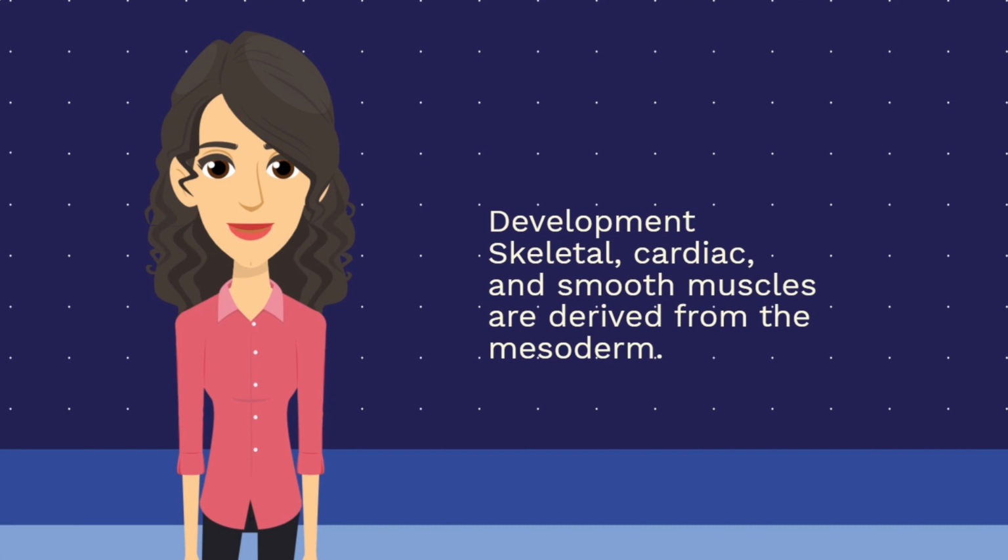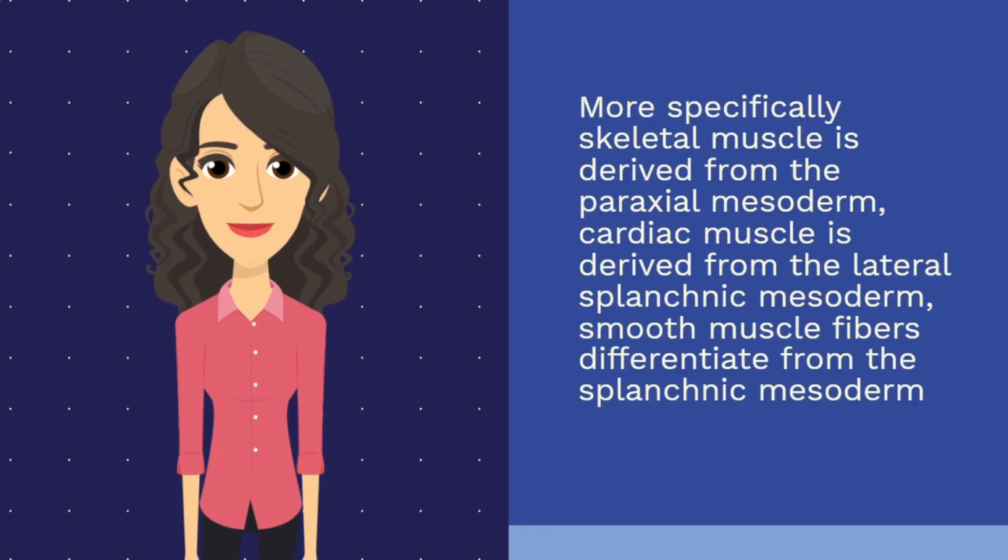Development. Skeletal, cardiac, and smooth muscles are derived from the mesoderm. More specifically, skeletal muscle is derived from the paraxial mesoderm. Cardiac muscle is derived from the lateral splanchnic mesoderm. Smooth muscle fibers differentiate from the splanchnic mesoderm.